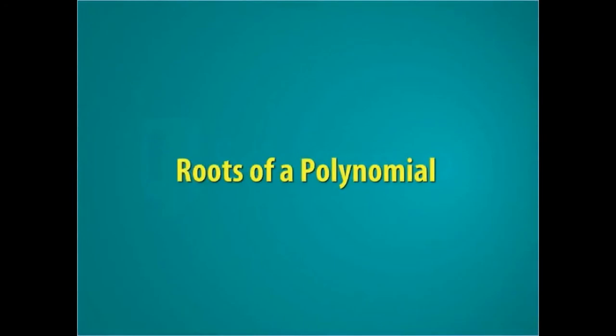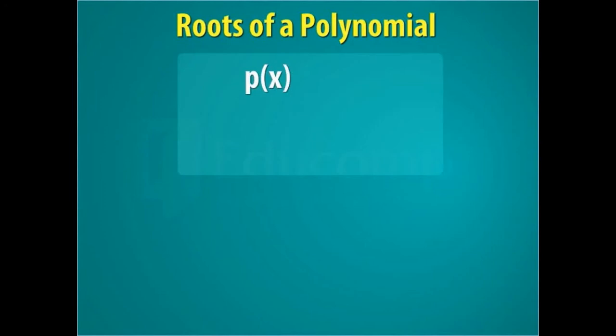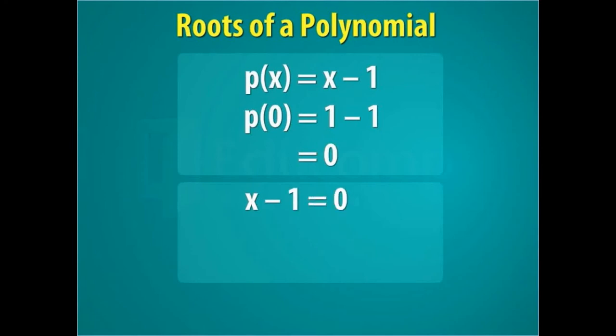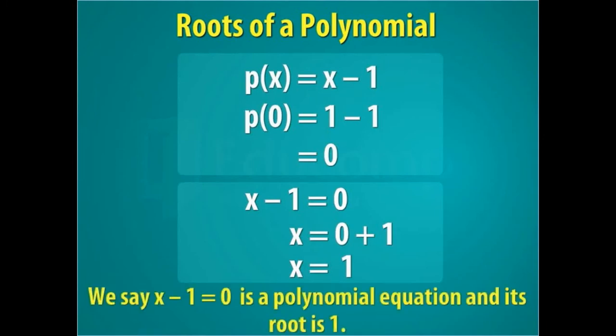Now let's understand what roots of a polynomial are. Again, look at the zero of the polynomial x minus 1. Observe that we can also obtain the zero of the polynomial by equating it to 0. In such a case, we say x minus 1 equals 0 is a polynomial equation and its root is 1.